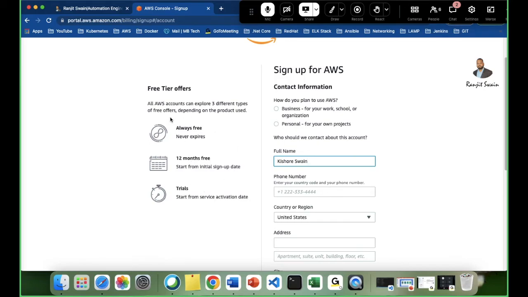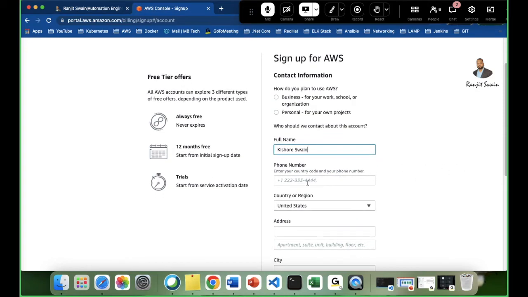Lots of the things we require will be under free services, and there will be a few you have to pay for, which I'll show you. Okay, so full name, and just give your phone number here.